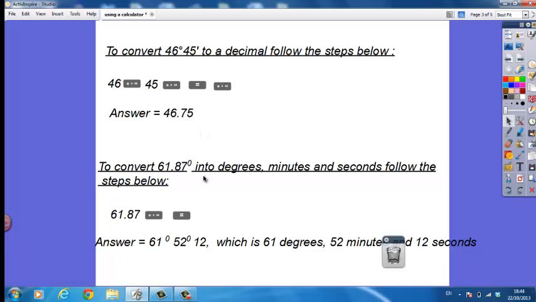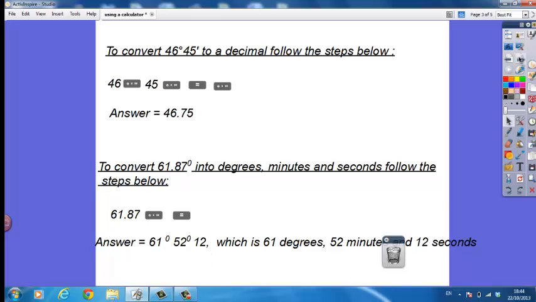Now, what if I want to go the other way? So I've given you 61.87 to convert into degrees, minutes, and seconds. All I want to do is I press 61.87, the DMS button, and equal sign. If you've done this correctly, your answer should read 61 degrees, 52 minutes, and 12 seconds.